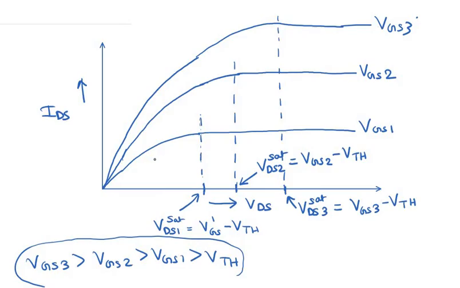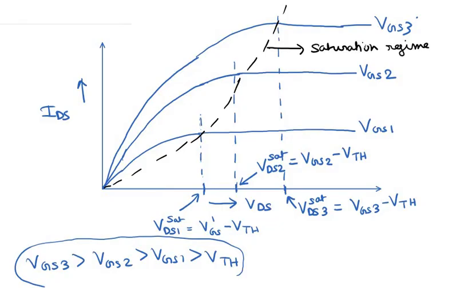Okay, and this region where the current becomes constant with the drain voltage, or the current effectively does not increase anymore with the drain voltage, is known as the saturation region, or the saturation regime. Okay, so the regime to the right of this black dashed curve denotes the saturation regime, and the regime to the left of this black dashed curve is known as the triode regime.